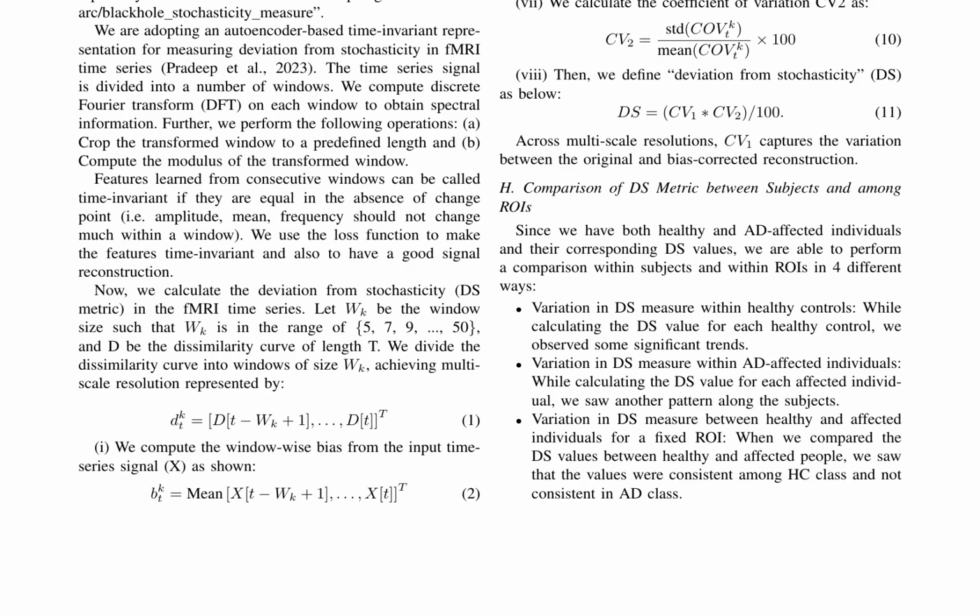Comparing the DS metric between subjects and among ROIs. Comparing the DS values between healthy and affected individuals and observing consistent trends within each class. Comparing the DS values among different ROIs and observing variations in the DMN.